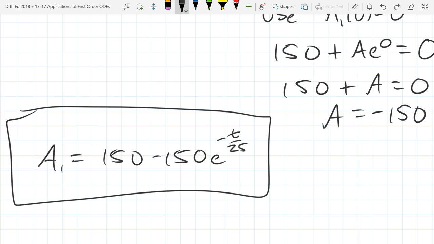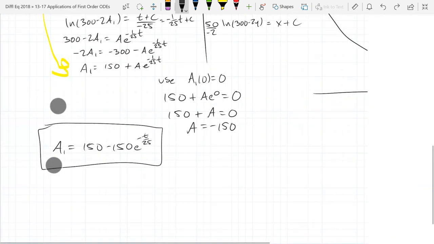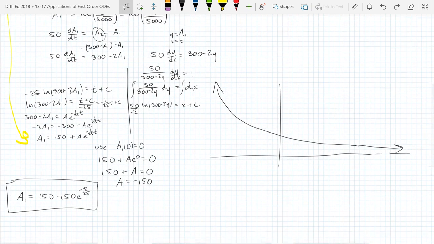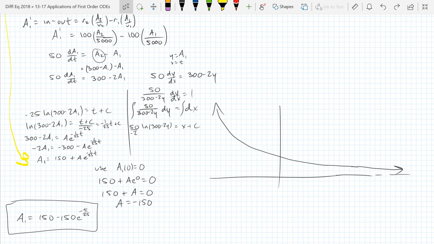Yes, exactly. Yes, we make a lot of assumptions. So these are all basically just approximations anyways. So you're close enough.